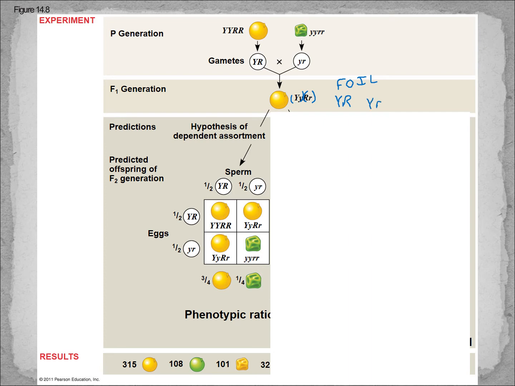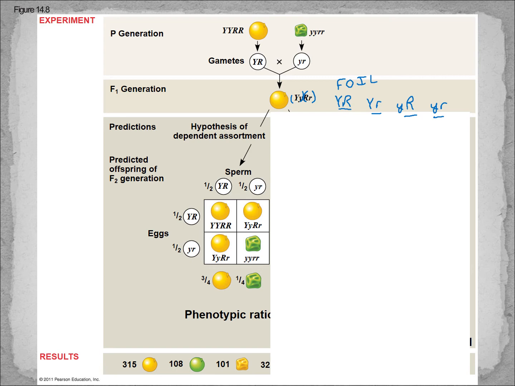Then the outer ones are going to be the capital Y and the lowercase r. The inner ones will be the ones on the inside, so that's a lowercase y and capital R. And then the last are going to be the last one in each of the parentheses, so we have the lowercase y and the lowercase r. So these are all the potential gametes in each of the two F1 generations.